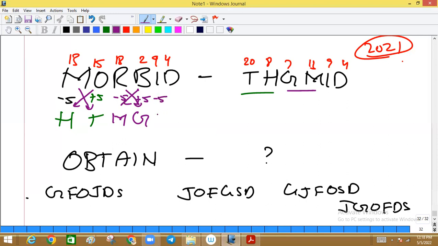Similarly, we have to do minus 5. I minus 5 means D. Similarly, D plus 5 is I. So again, rearrange: I and then followed by D. Got it? Got the logic?